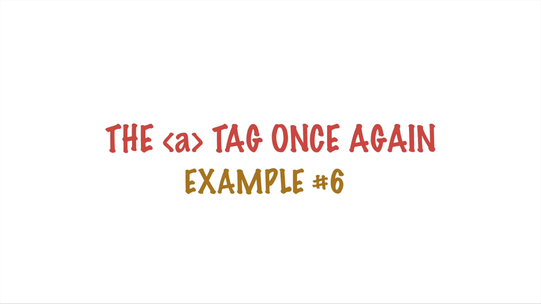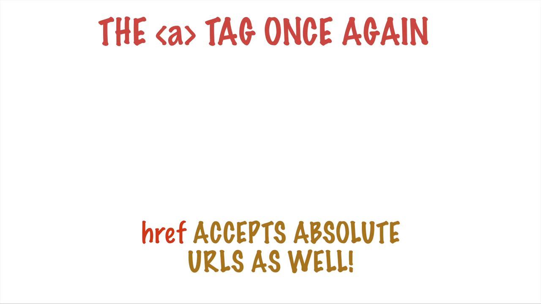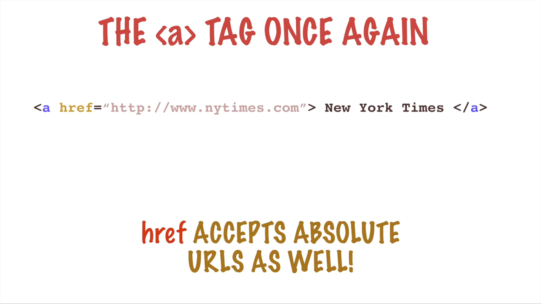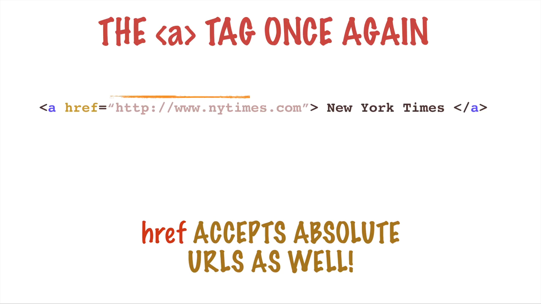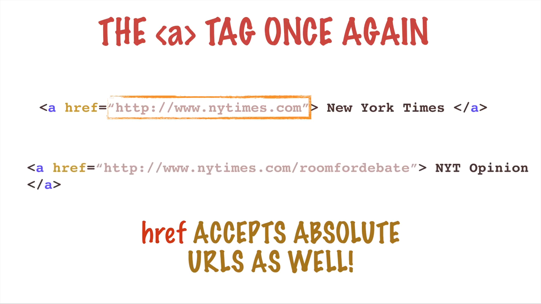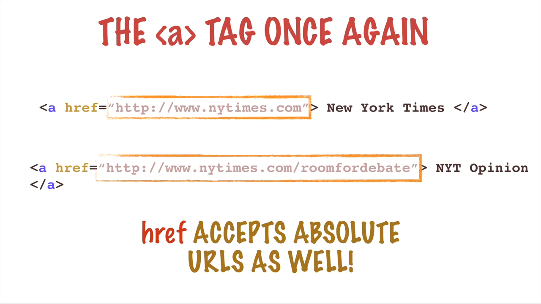Now that we understand web URLs a little bit better, let's return to the A tag. We had encountered this once before. At that point, we had only used it to refer to relative URLs. But the A tag can also be used with absolute URLs as well. In other words, you can just as easily specify an absolute URL in the href attribute, which we had previously discussed. And here on screen are two absolute URLs.